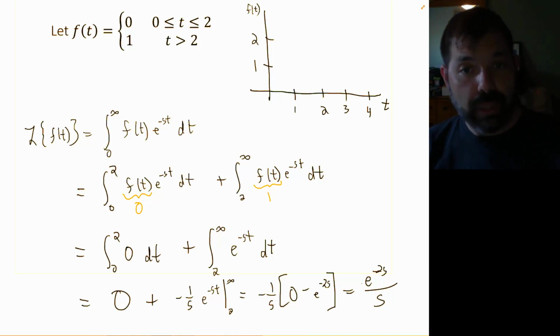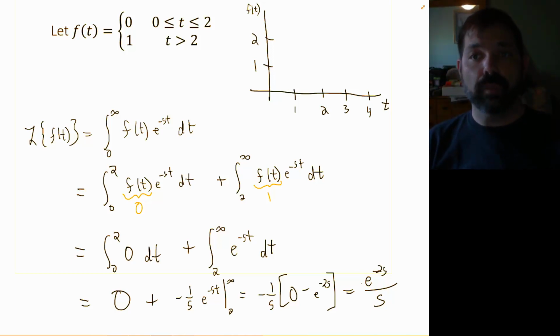Alright, so that ends our introduction to the Laplace transform and how to find them. In the next section, we're going to say, okay, what if we need to undo that? How do we invert this process? How do we undo the Laplace transform? Turns out to be not that bad, as long as we know how to use a table.